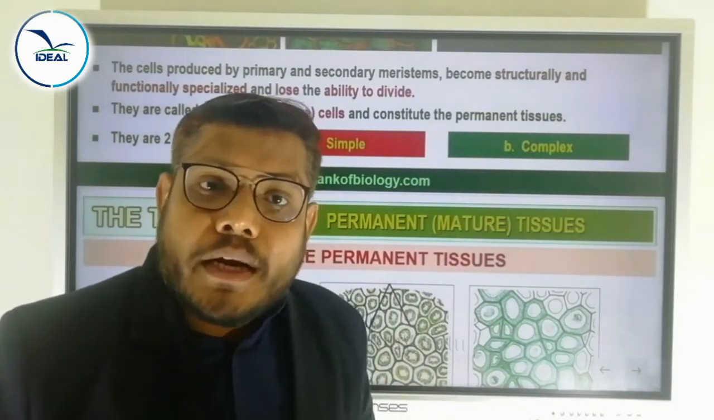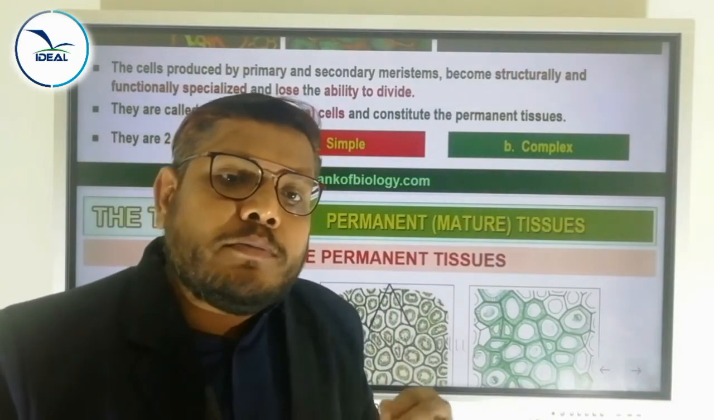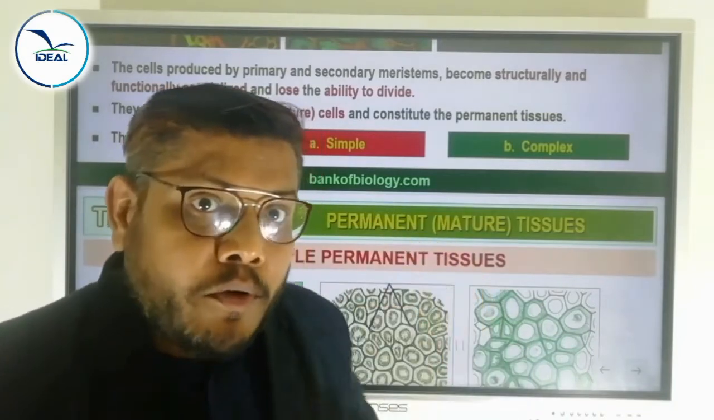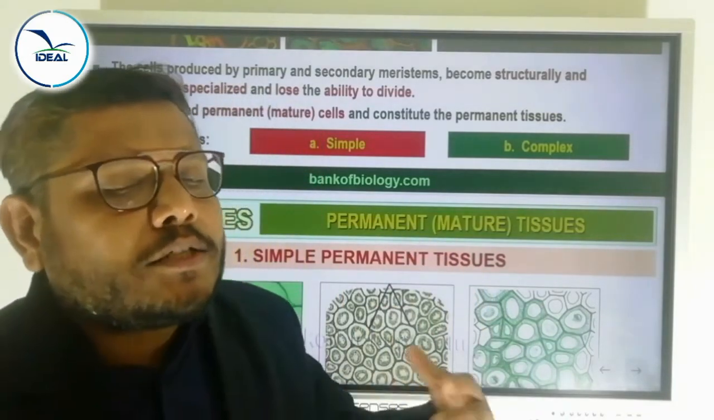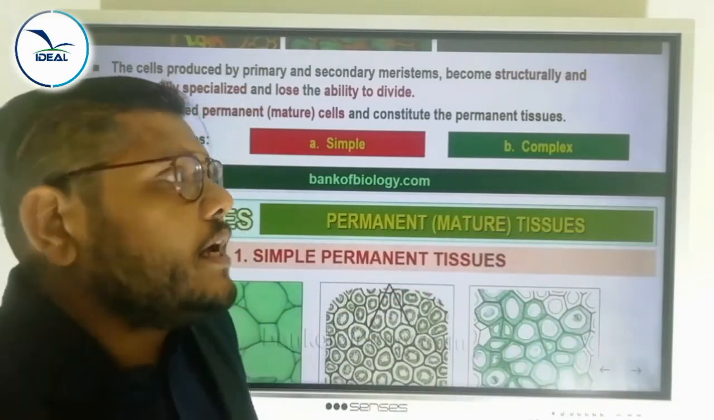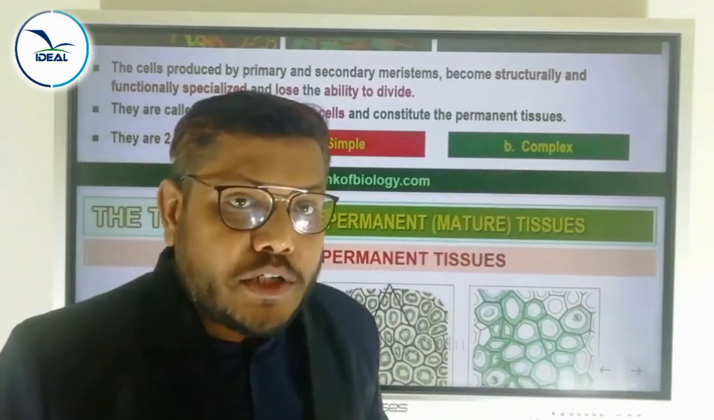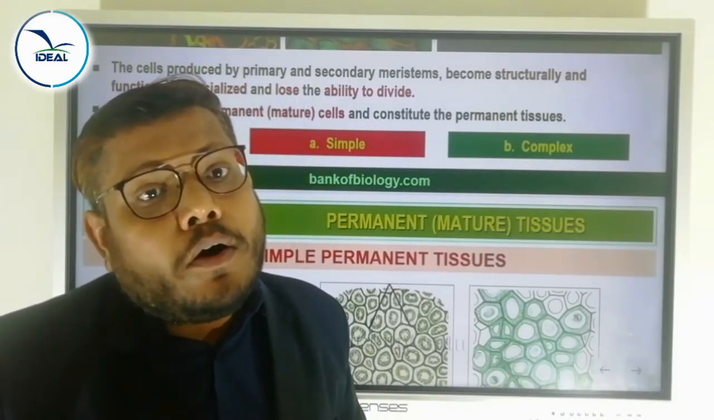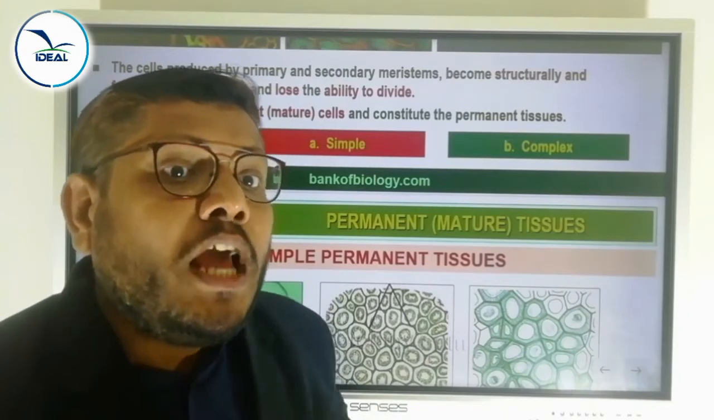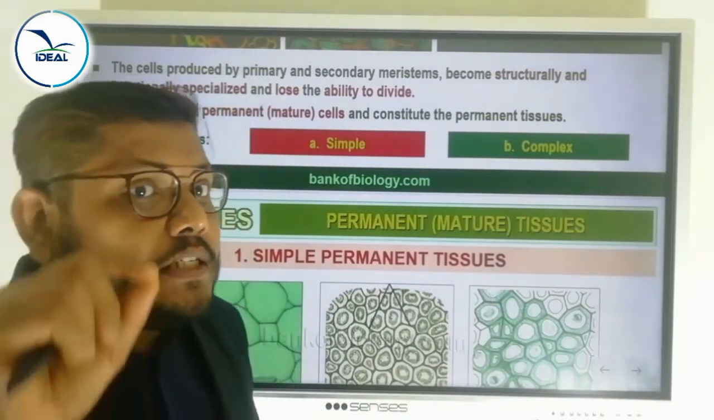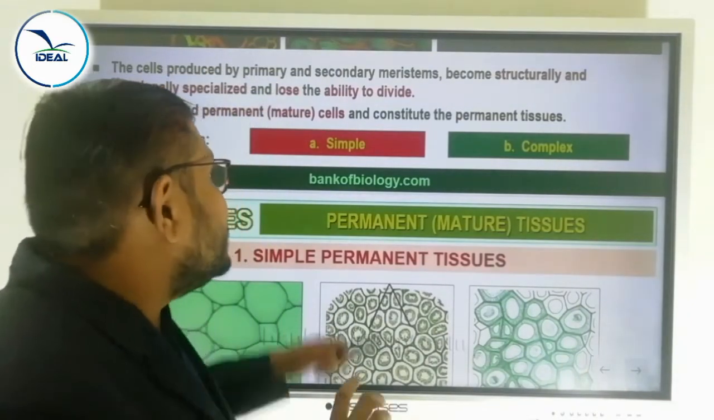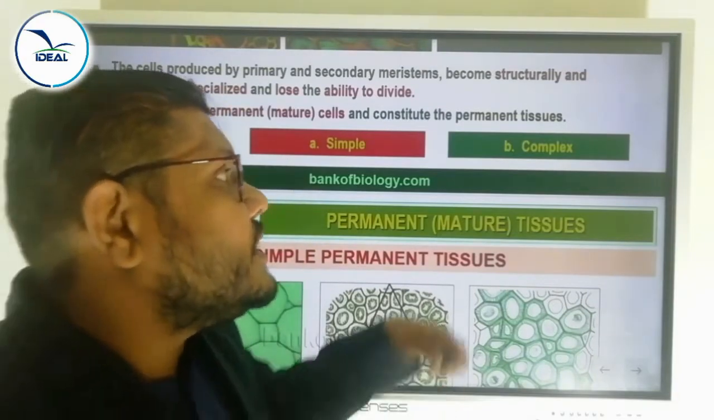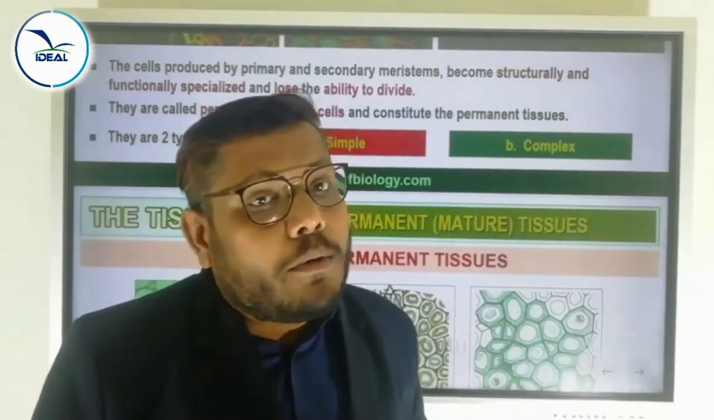What is simple permanent tissue? Such a type of tissue is made up of only one type of cell. Then another one is called complex permanent tissue. Complex permanent tissue means such a tissue is made up of more than one type of cell. So if it is made up of one type of cell, it is called simple permanent tissue. If it is made up of more than one type of cell, it is called complex permanent tissue.